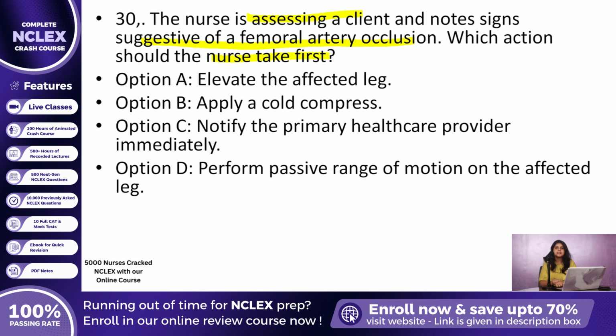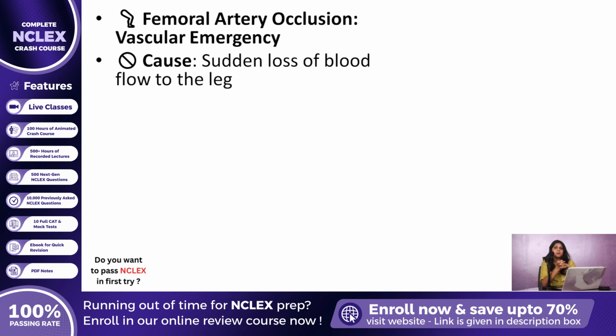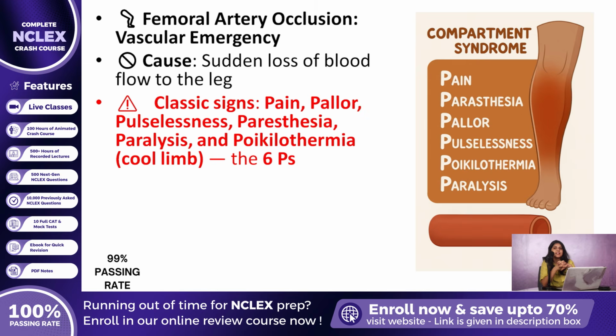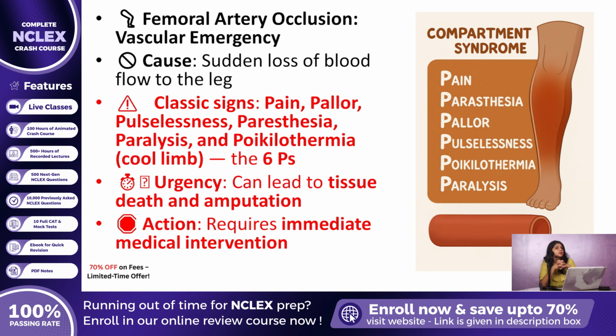The correct answer is option C, notify the primary healthcare provider immediately. Let us understand why this is a top priority. A femoral artery occlusion can cause a sudden and complete loss of blood flow to the leg. Classic symptoms include pain, pallor, pulselessness, paresthesia, paralysis, and a cool temperature, often called the 6 Ps. This condition can quickly lead to tissue death and even amputation if not urgently treated.